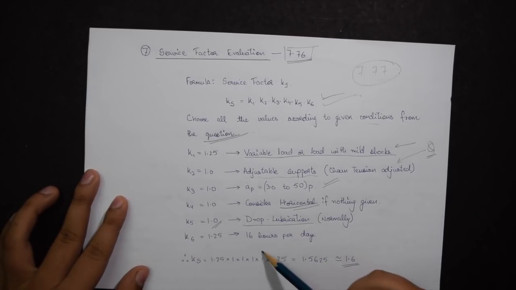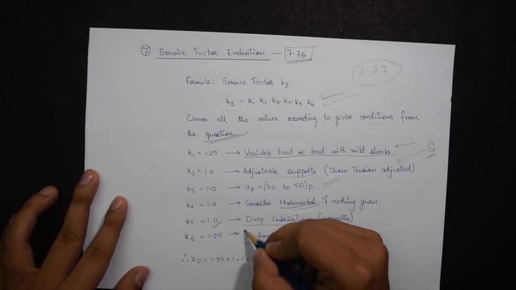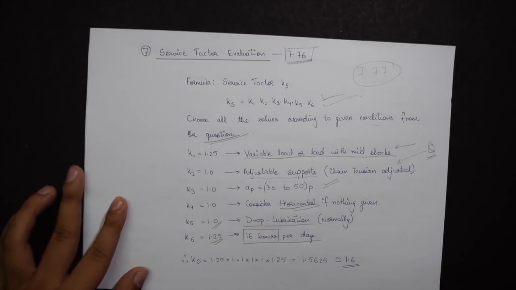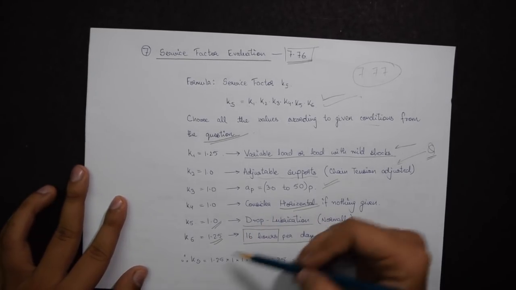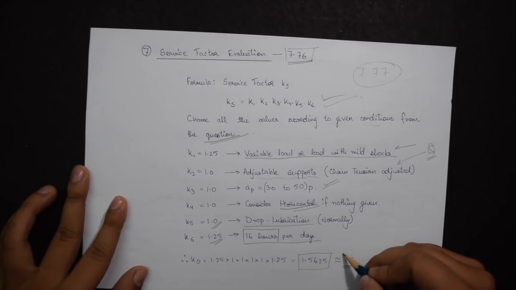Rating factor K6, as we saw in the question, the chain runs for 16 hours per day. Therefore, the value of K6 turns out to be 1.25. Multiplying all of these, the value of Ks comes out to be 1.5625, which can be rounded off to 1.6.